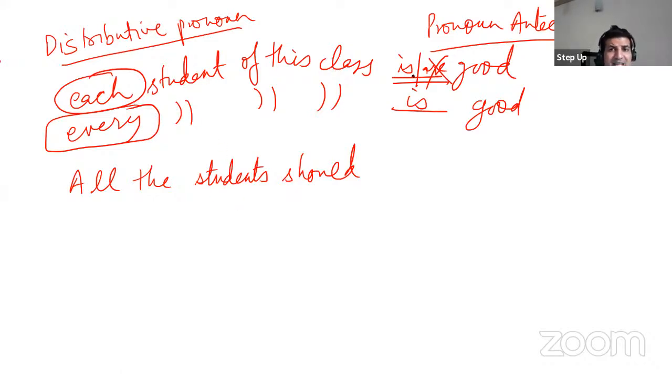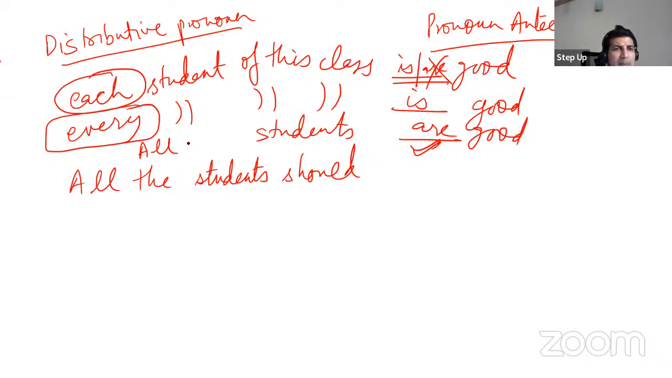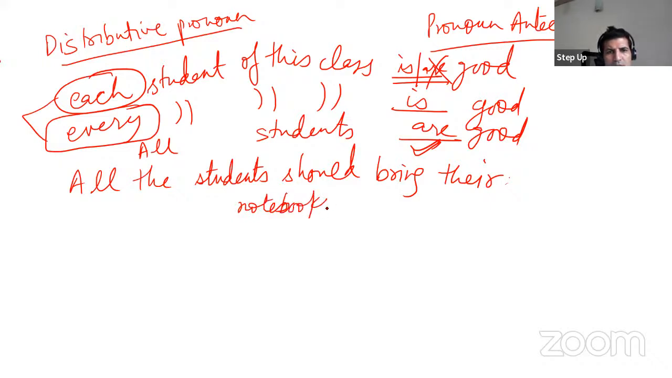If I say all students of this class are good, that's fine then. All students of this class are good. That's okay. But not each student is good or every student, because these are distributive pronouns. They consider things individually. All right. Now, if I say all the students should bring their notebooks, so what do you think it should be? All the students should bring his or her notebooks to the class, or their notebooks to the class?